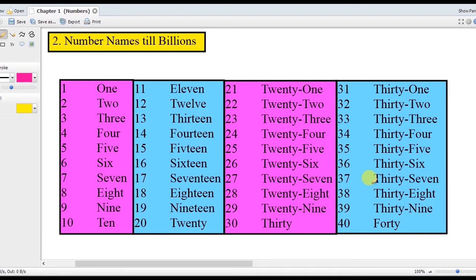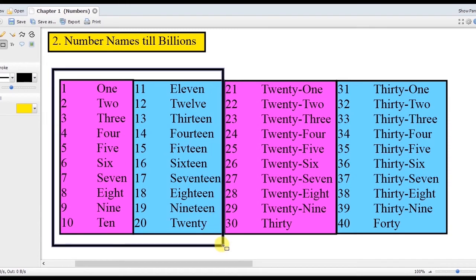So again the same trick. As I told you previously, all you need to know is to learn these numbers from 1 to 20, and the same is the case with the spellings, right? So you should be familiar with the spellings from 1 to 20.